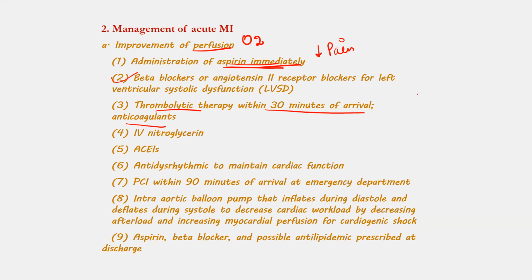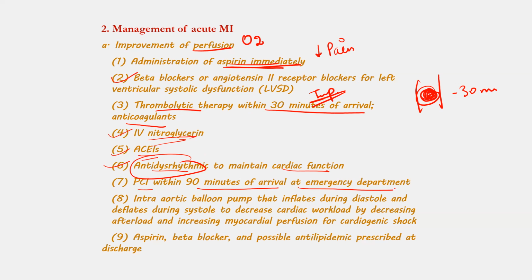If MI is due to a thrombus, that is due to any blockage in the artery, then a thrombolytic agent can be given within 30 minutes. This is very important. This should be given within 30 minutes, then it is only effective. IV nitroglycerin can be given to reduce BP. ACEI, that is ACE inhibitors, can be given. Antidysrhythmics to maintain cardiac function. PCI within 90 minutes of arrival at the emergency department.